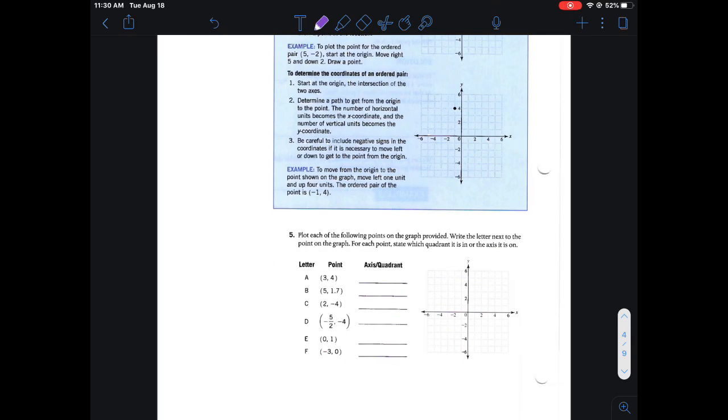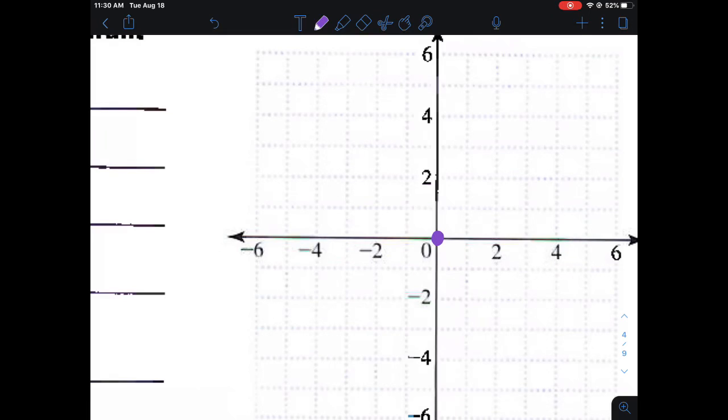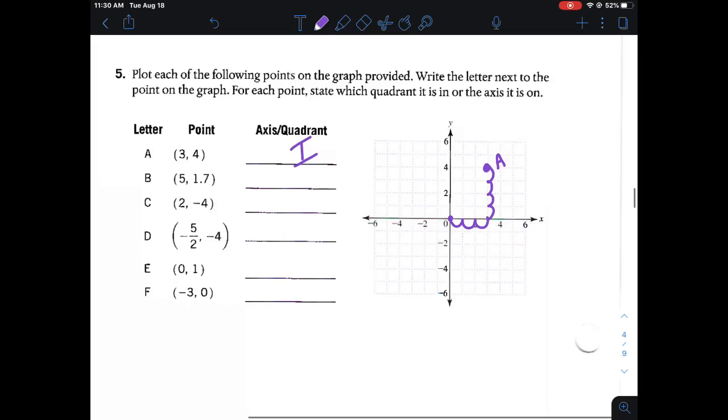So I'll go through letter A with you, plotting the point (3, 4). So we're going to start at our origin. We're going to go 3 to the right in the positive direction on the x-axis because 3 is an x and 4 is a y. Positive y, so I'm going to go up 1, 2, 3, 4. And that is point A. It is in the first quadrant. All right. Go ahead, try B through F. Hopefully it takes you no more than 2 seconds to complete.